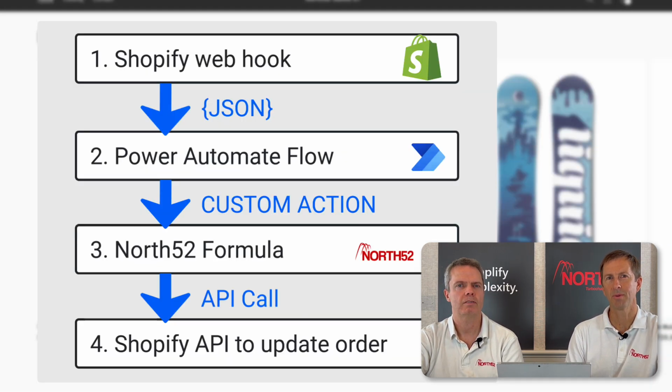And fourth, based on those rules, North52 calls back to the Shopify API to either cancel the order, put it on hold, or let it through. And all of this happens in what, a few seconds? Pretty much instantly. The customer might not have even finished reading their confirmation email before the fraud check is complete.